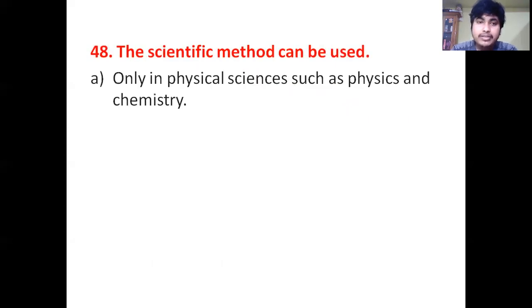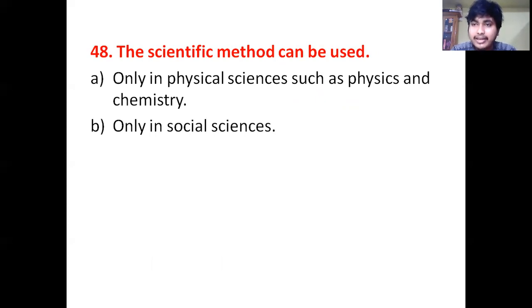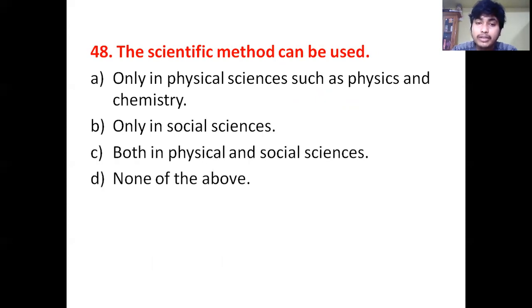See the next question: the scientific method can be used. Options are: only in physical science such as physics and chemistry, only in social science. The scientific method can be used both in the physical science and the social science. So our correct answer will be both A and B. Option C will be the correct answer.